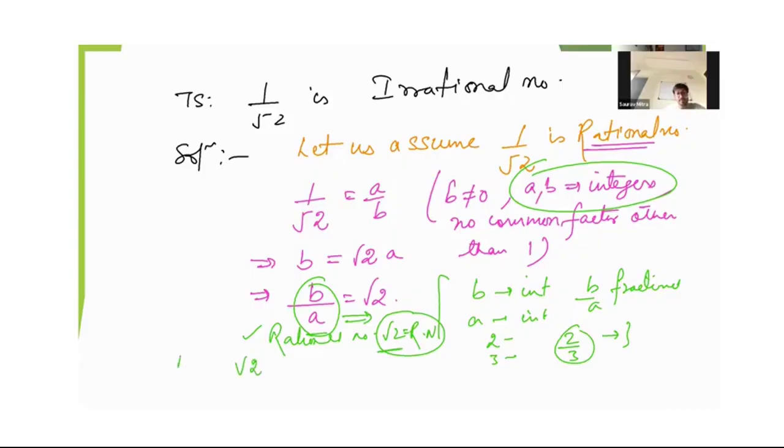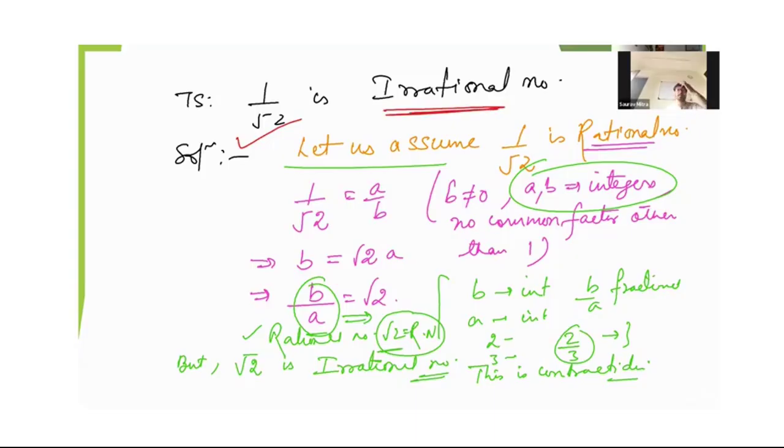But we know that root 2 is an irrational number. So there is a contradiction here. That means what we assumed in the first step is wrong. So our assumption is wrong. This is a contradiction, and our supposition is wrong. Therefore, 1 by root 2 is an irrational number.